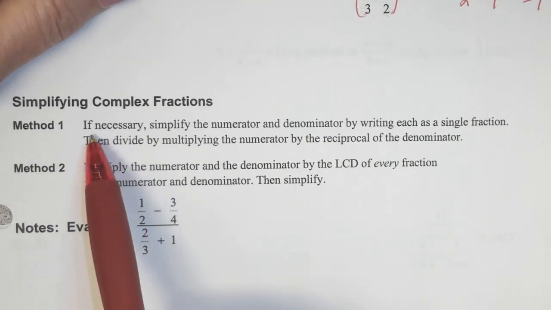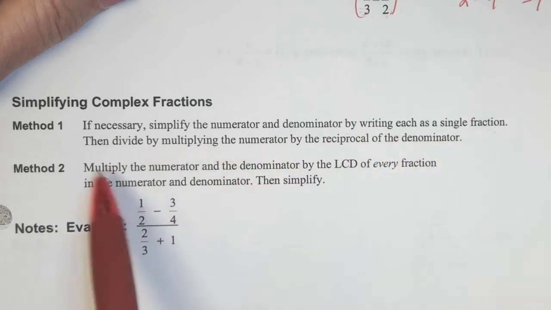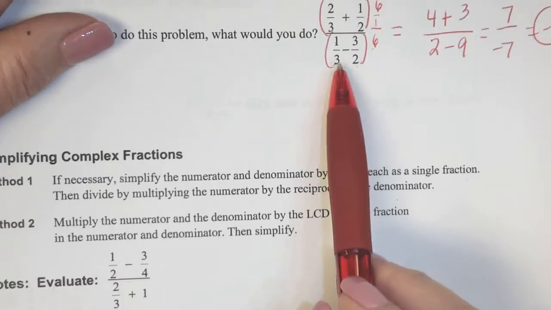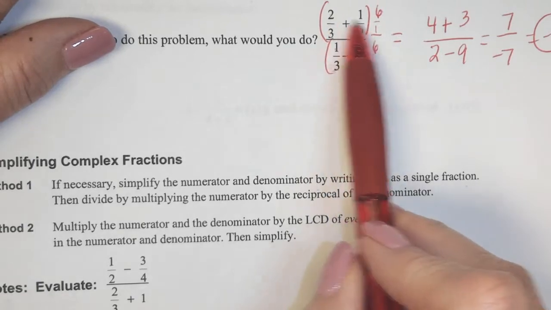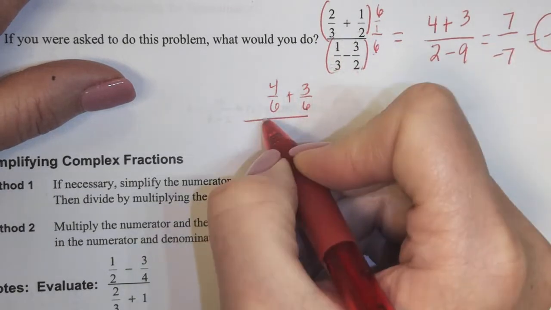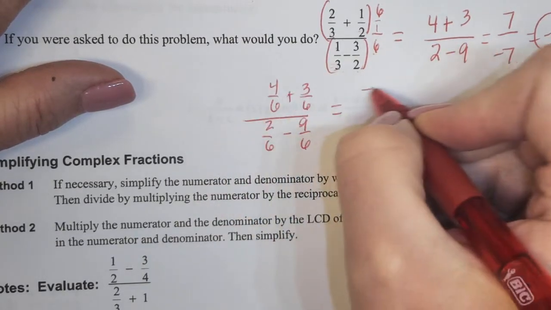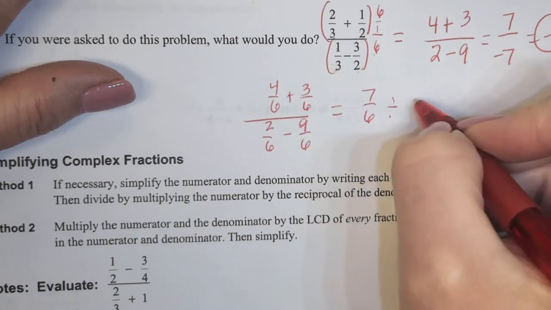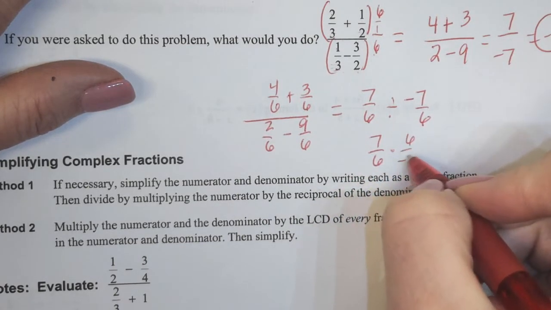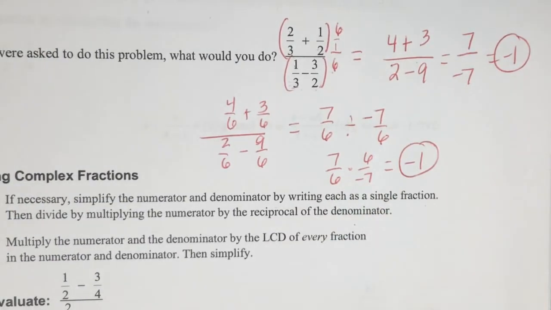So here's method 1. If necessary, simplify the numerator and denominator by writing each as a single fraction. Then divide by multiplying the numerator by the reciprocal of the denominator. And that's what I was saying up here, how a lot of you might think of it. You would get 4/6 plus 3/6 divided by 2/6 minus 9/6. So then this is 7/6 divided by -7/6. Then we can do 7/6 times this reciprocal, and that's going to give us -1. But I really think this way will be faster once you get the hang of it.